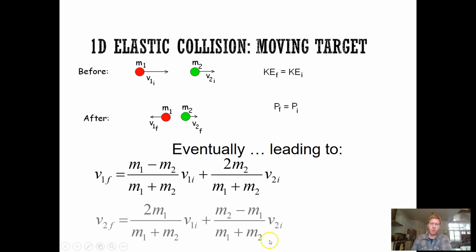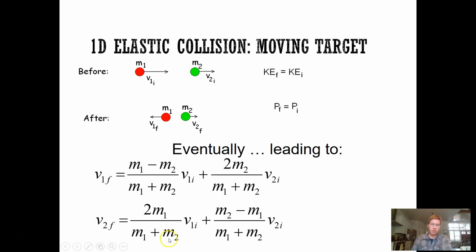And if you notice these equations that you can derive, again, the algebra gets a bit ugly, so I'm not going through all the steps, but you can derive these just starting with conservation of kinetic energy and momentum. You notice these two equations are the same as what we saw before, only before v2 initial was 0, so this whole last term was left off of both of these.